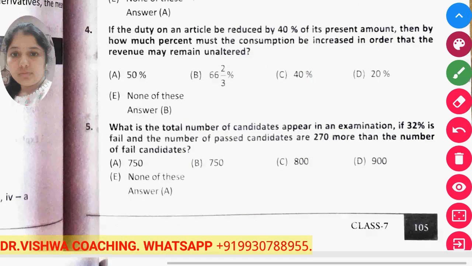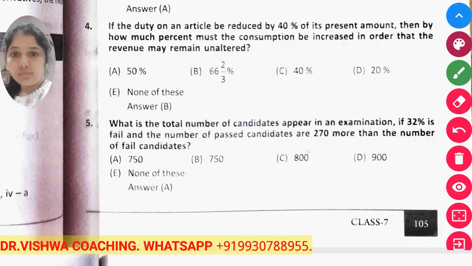which is B. Now, what is the total number of candidates appearing in an exam if 32% fail and the number of pass candidates is 270 more than the fail candidates? Okay. Now see, the total number of candidates appearing in the exam is such that 32% fail and the number of pass candidates is 270 more than the number of fail candidates.